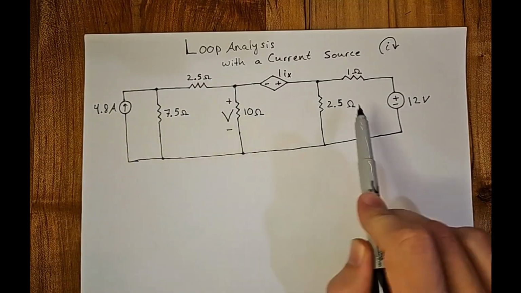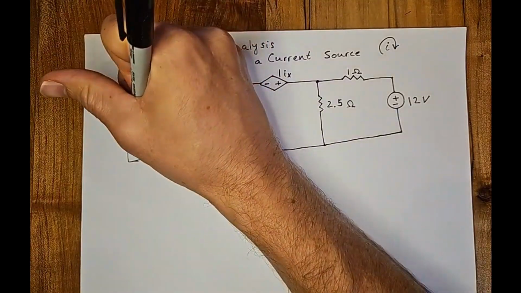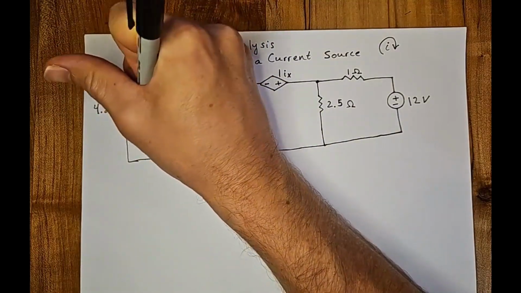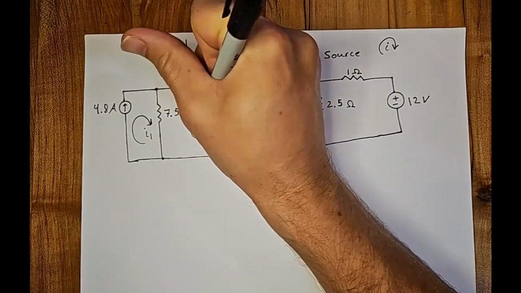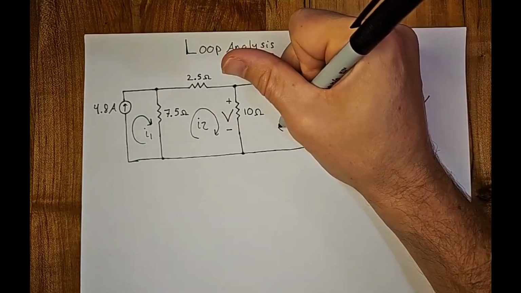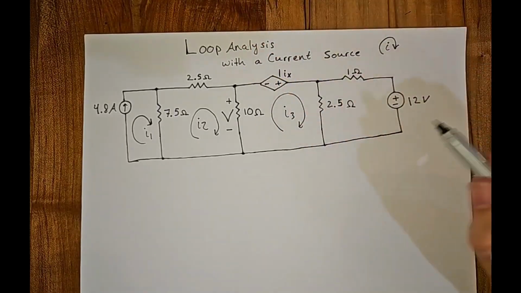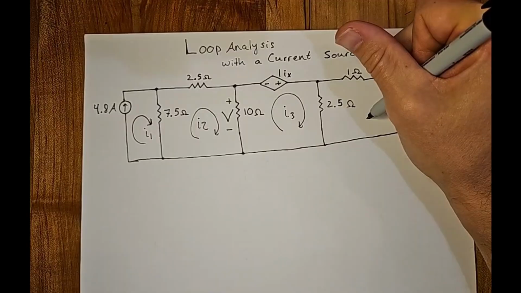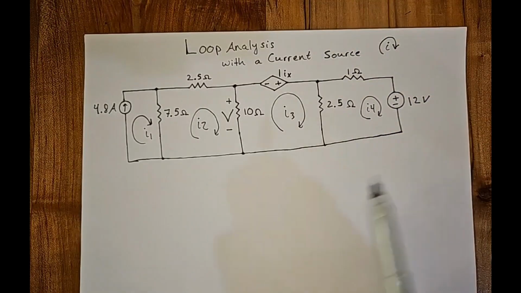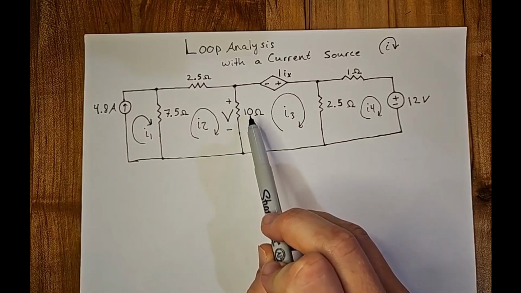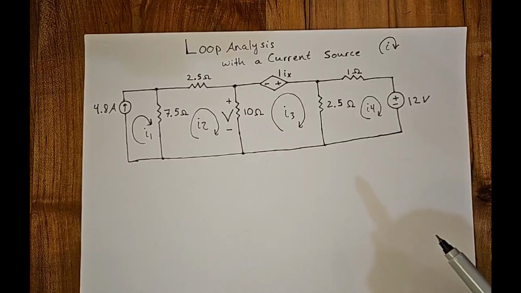So here are our 4 meshes. Let's go ahead and draw our 4 current directions. So we'll do I1, I2, I3, and I4. Right, first off, our goal is going to be to find the voltage across this 10 ohm resistor. And secondly, I hand drew this and it's a little crooked, so my apologies.